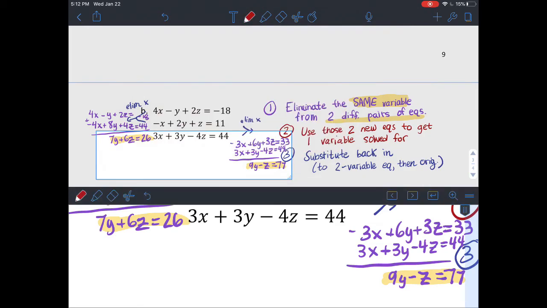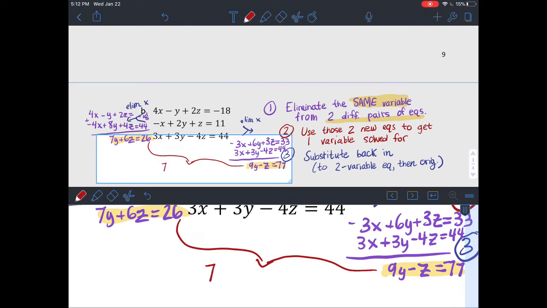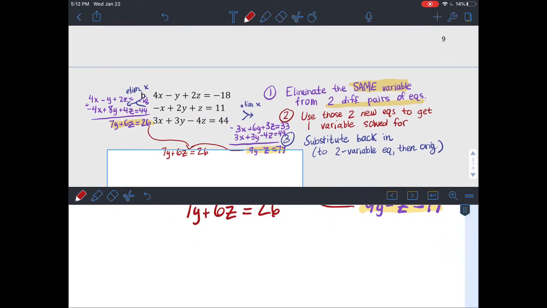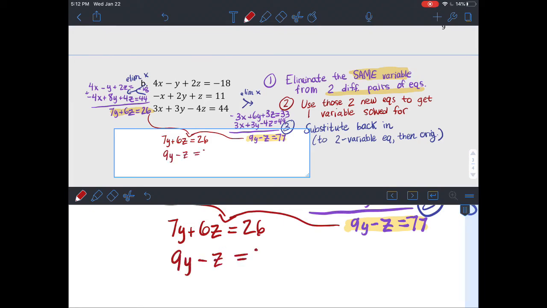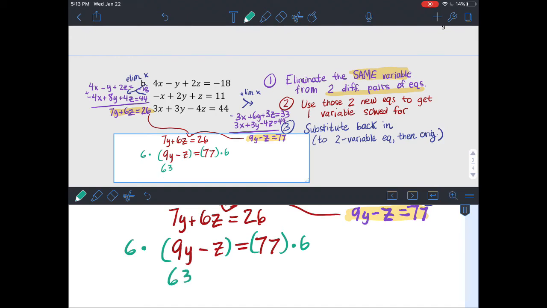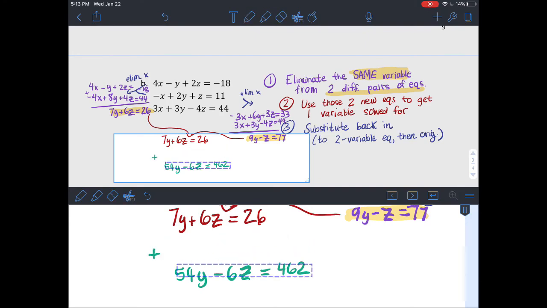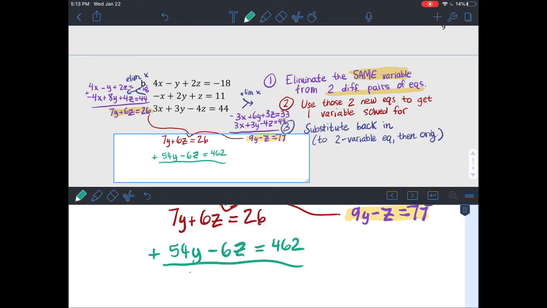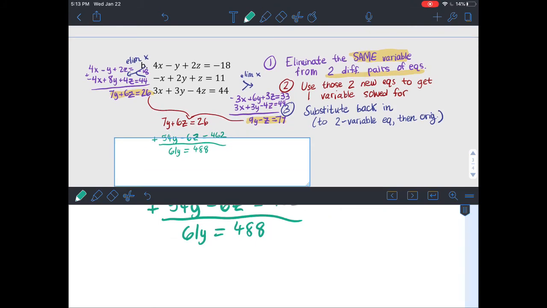So I'm going to put them together, and it's kind of like starting back with a system of two equations. I can either do substitution or elimination with these two new ones and figure out my values for y or z. I'm going to do elimination because it's my favorite and I just like to stick with it. So I'm going to eliminate z by multiplying my second equation by 6. So you multiply that together. I know that's 54, I'll fix it in a second. So if you multiply those together, you end up with 54y minus 6z equals 462. So if I add those together, I've eliminated my z's, and I can figure out my value for y. So I'll end up with y equals 8.